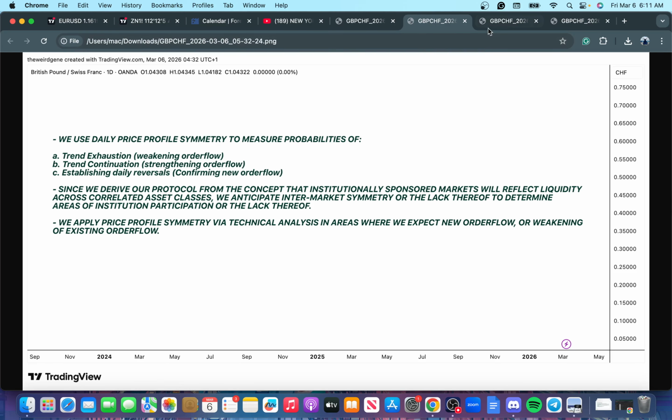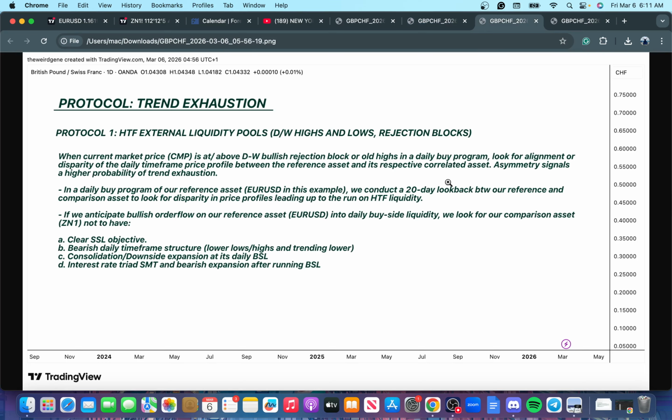Now, the first example here is we're applying daily price profile symmetry to anticipate trend exhaustion for a higher time frame external liquidity pool. Our focus for today's video, which should be pretty shorter than the other ones, is higher time frame external liquidity pools and higher time frame internal liquidity pools. For each topic, I'll do a bit of a breakdown on the concept. The first protocol is for higher time frame external liquidity pools.